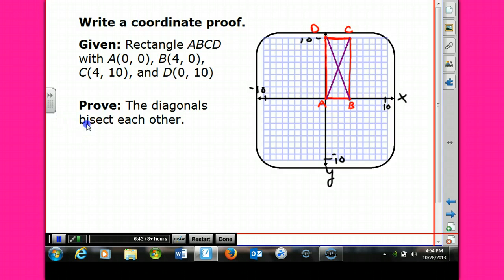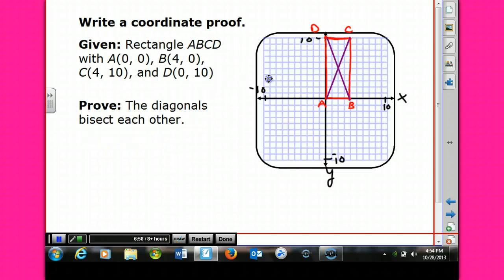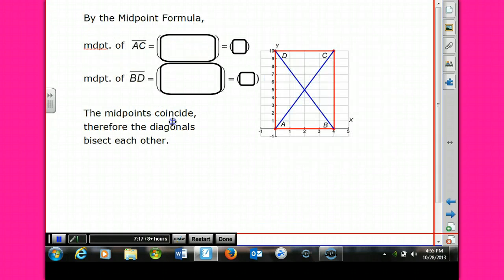What does this word bisect mean? That's right. To divide a segment into two equal parts, right? So that's what we're trying to do here. So what we might want to do is use our midpoint formula. So we're going to see if the midpoint of DB is at the same location as the midpoint of AC, right? If it is, then they happen to be crossing right at each other's midpoints, meaning that they're bisecting each other. So we can go ahead and use the midpoint formula.